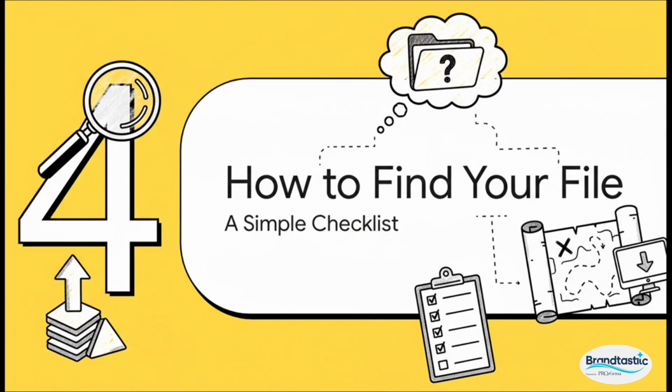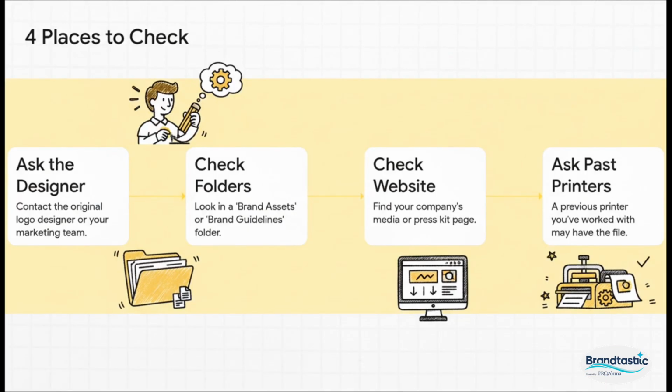All right, so you know what you need, but where on earth do you find it? Don't worry, you probably already have access to it. Here's a super simple guide to help you locate that perfect vector file. Your first stop should always be the person or agency that designed your logo. They will 100% have it. You can also check any shared company folders, maybe look for one labeled brand assets or marketing. Sometimes they're even available for download right on your company's website, maybe on a press page.